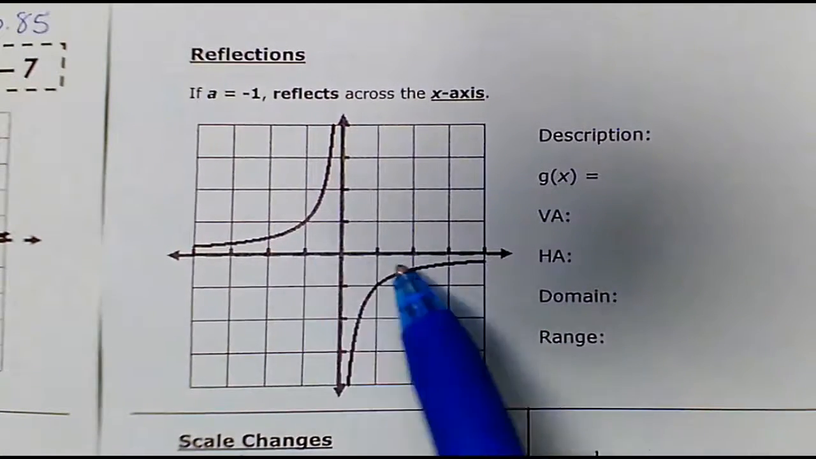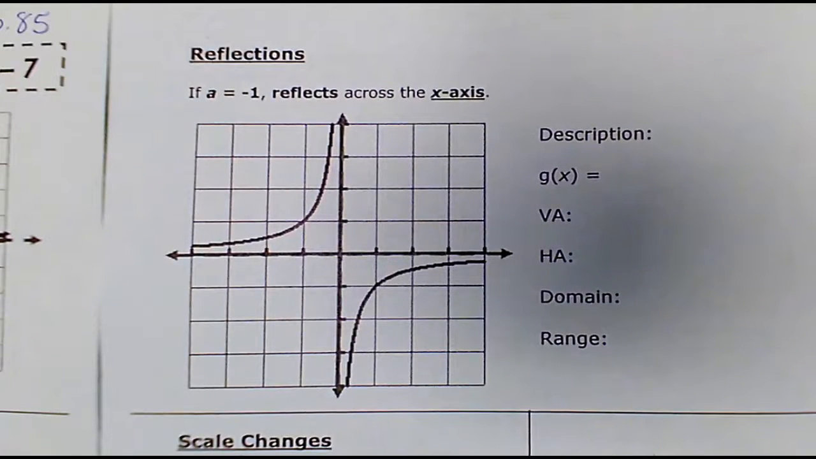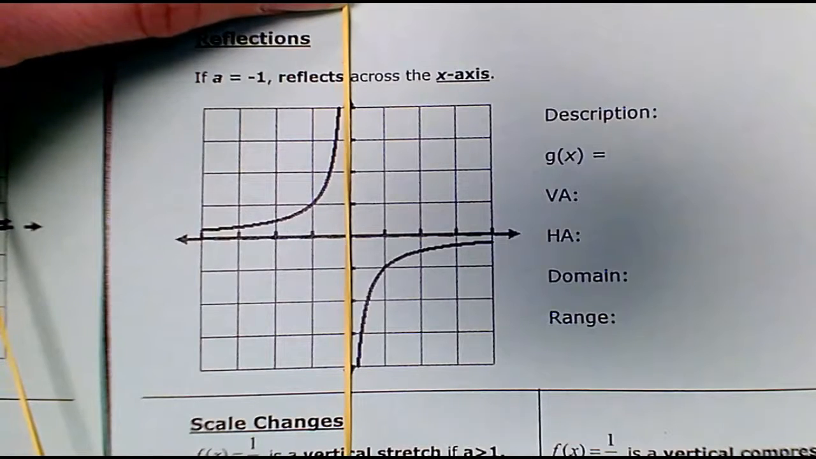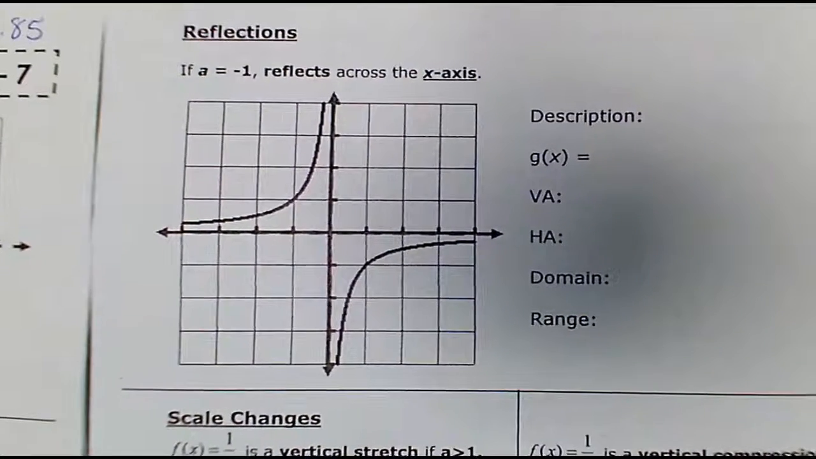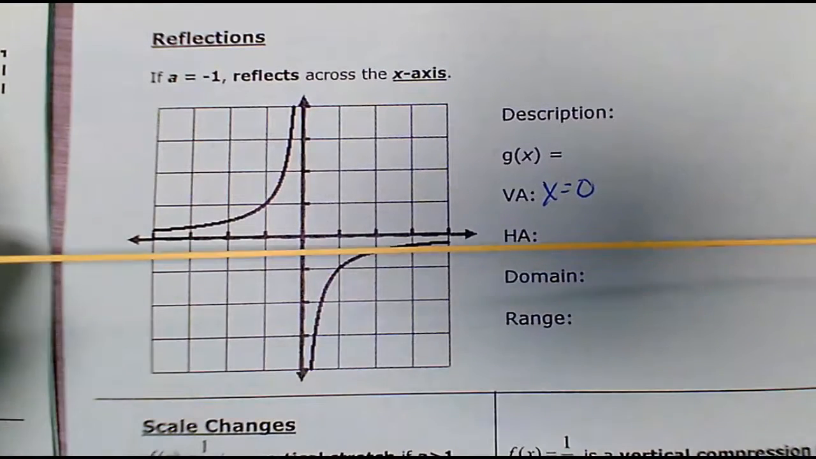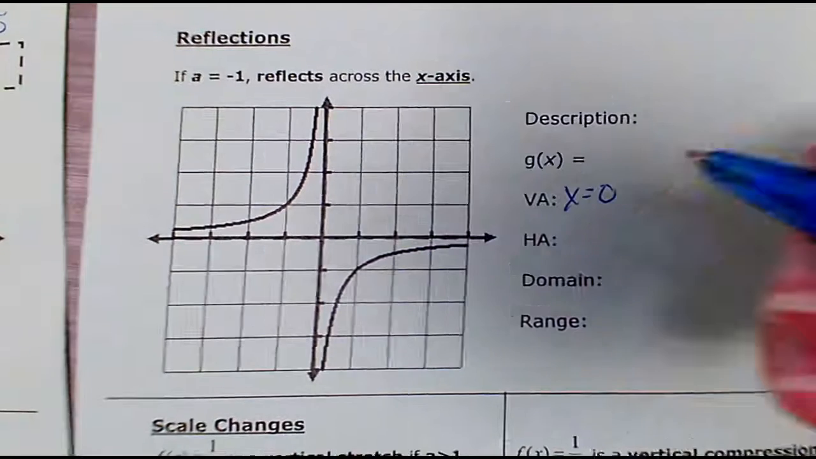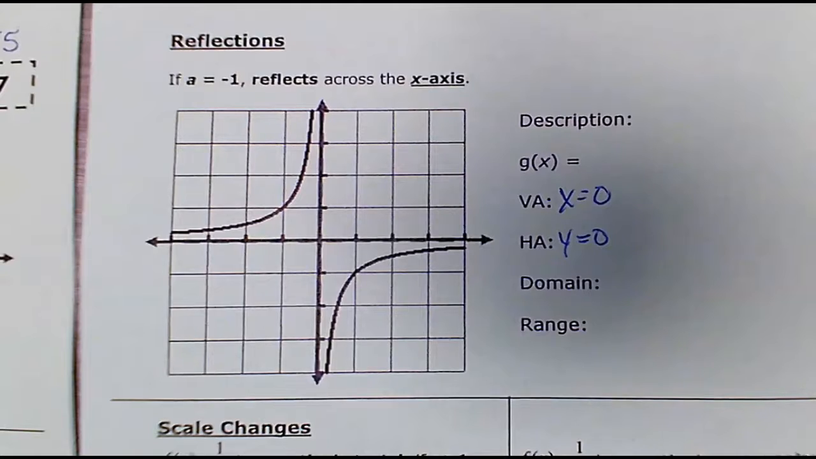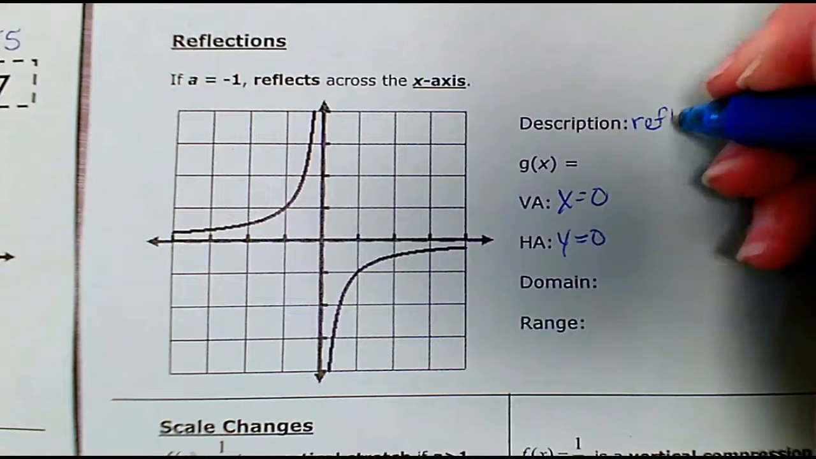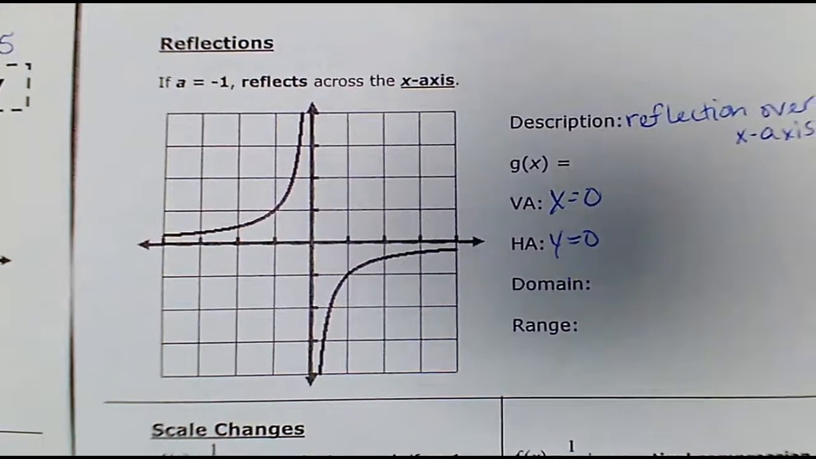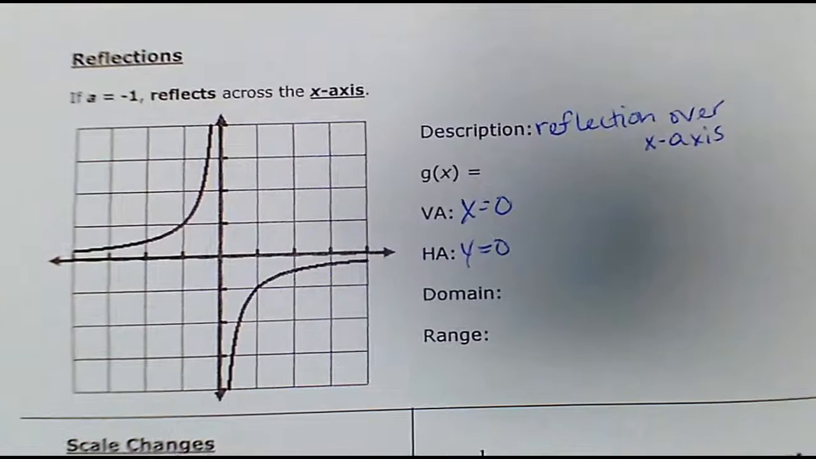Has the hyperbola been shifted at all? No, I know the hyperbola hasn't been shifted because where's the vertical asymptote? What equals 0? X equals 0, that's right. And what's the horizontal asymptote? Y equals 0. So that means no shifting has occurred, but we have a reflection. So the description should be reflection over x-axis. Reflection over x-axis.